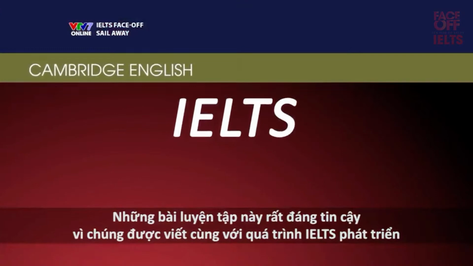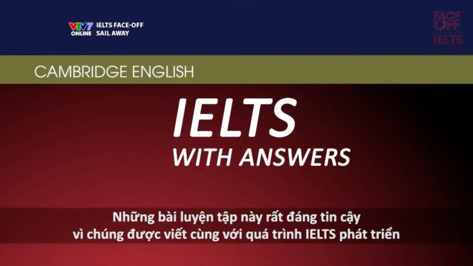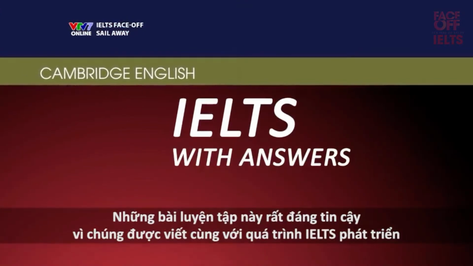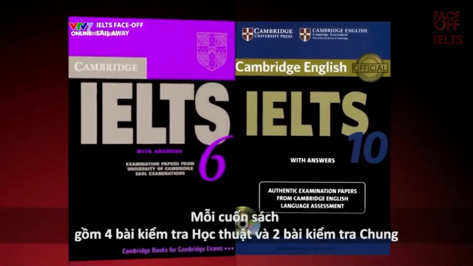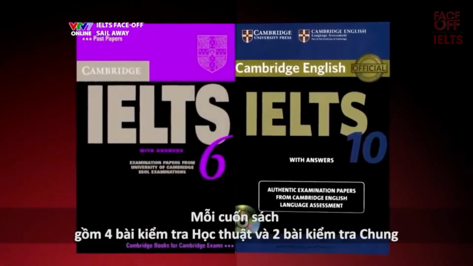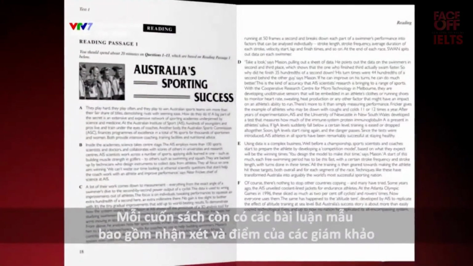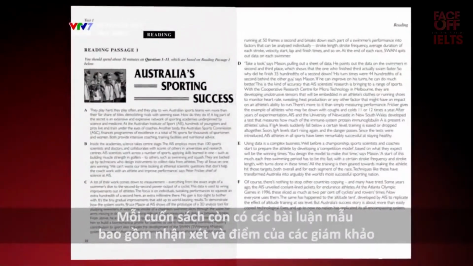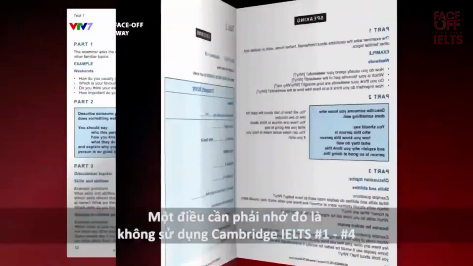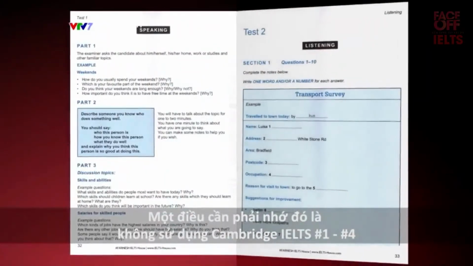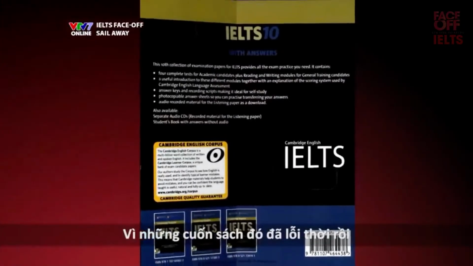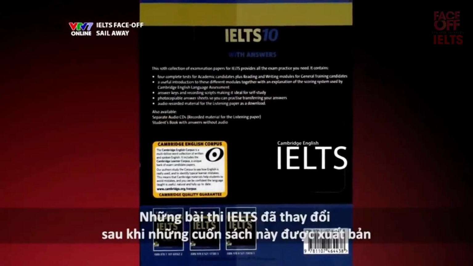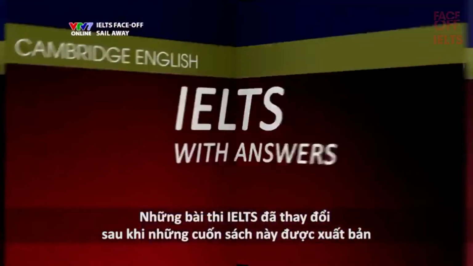These practice tests are authentic as they were written using the same process that real IELTS tests are developed. Each book has 4 academic tests and 2 general training tests. There are sample written essays with examiner comments and scores. It is important to note, do not use Cambridge IELTS number 1 to number 4 since they are out of date. The IELTS tests changed after they were published.